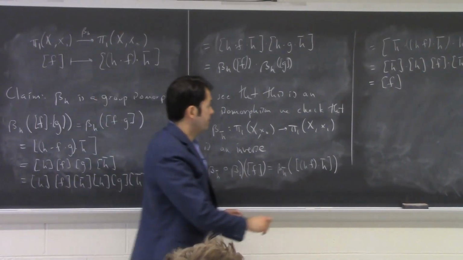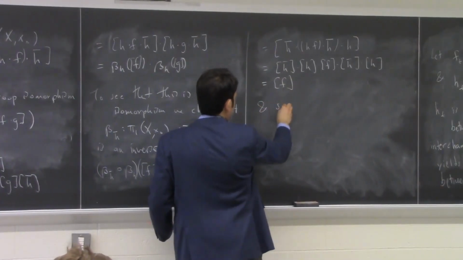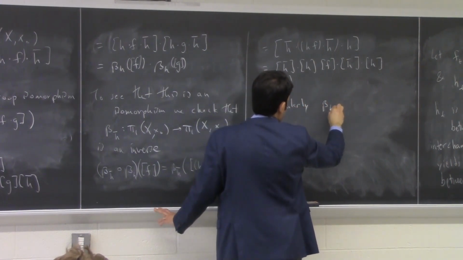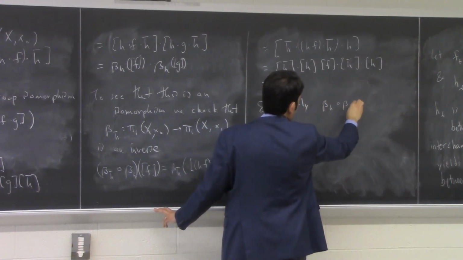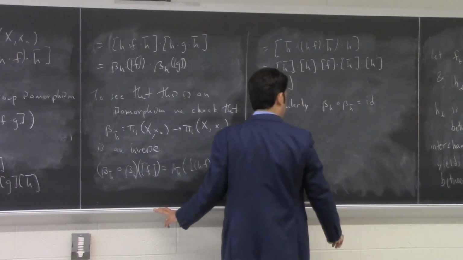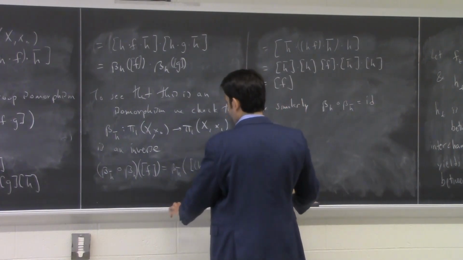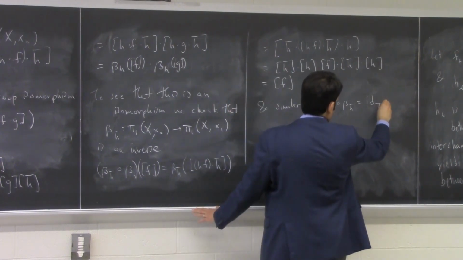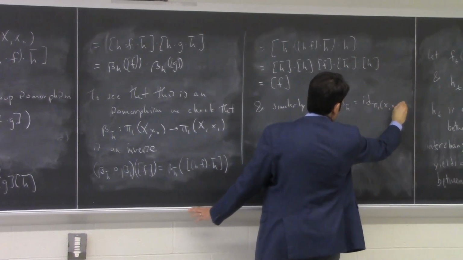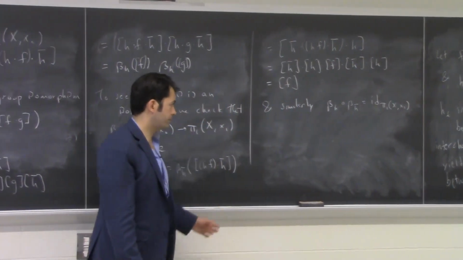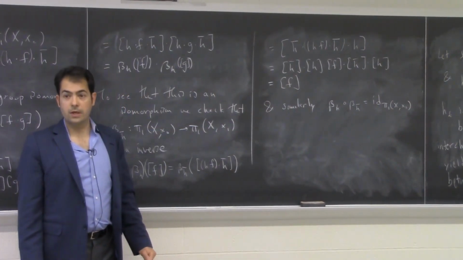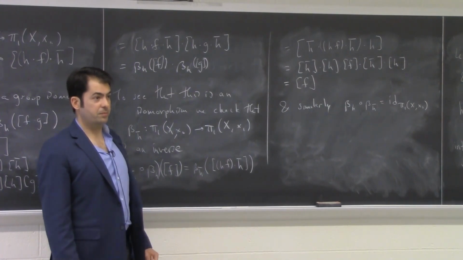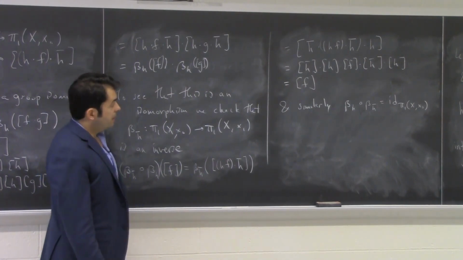Right? And similarly, beta h composed with beta h bar is the identity of pi1 of x at x0. Okay, so we have a left and right inverse. So it's an isomorphism. Okay.